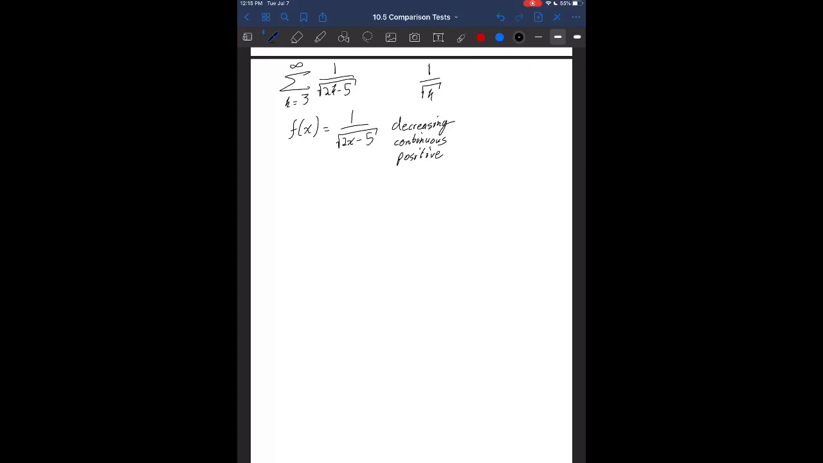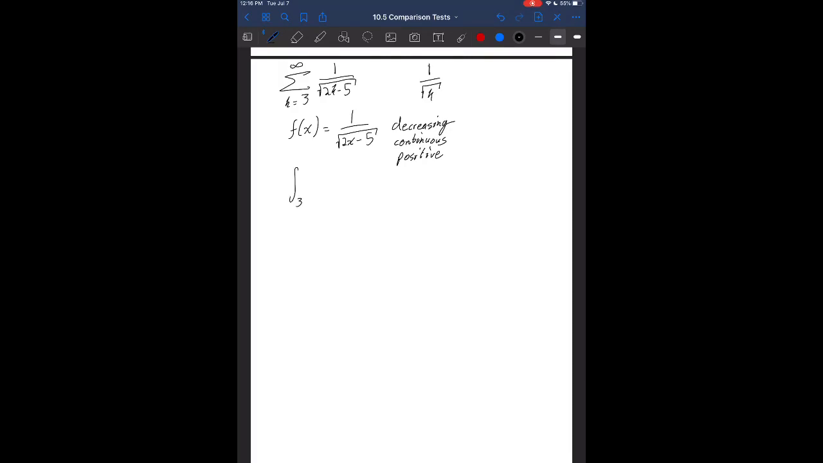If you're not as comfortable with these arguments, arguing whether things are increasing or decreasing, you can always take a derivative and try to show that the first derivative is negative for large enough x values. That's a perfectly great way to approach these problems, and it will still get you the same answer, whatever you feel most comfortable with. Great.